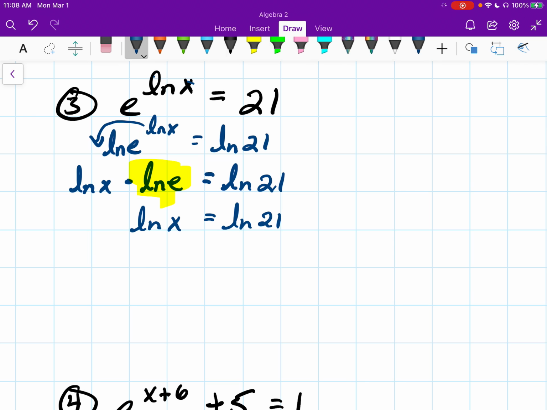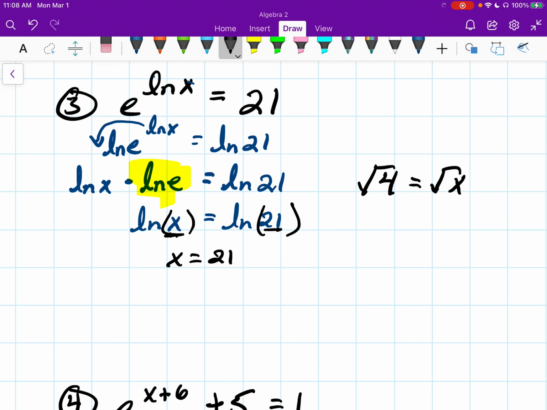Now, we can actually drop the natural logs on both sides. And the reason we can do that, you can think about it a couple different ways. We have our x inside the natural log. We have our 21 inside the natural log. So it makes sense that x would be 21, right? This would be the same thing as saying, like, well, the square root of 4 equals the square root of x. You're like, well, x has to be 4, right? We're using that same idea there. And so we've got 21 as our answer.